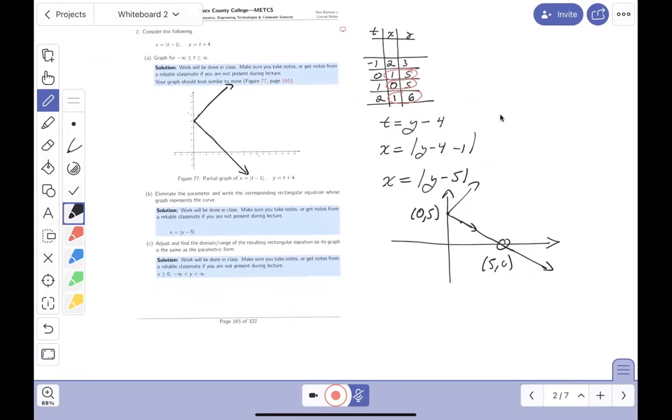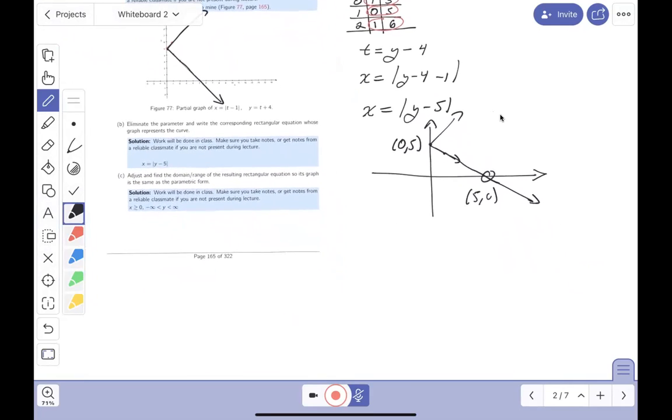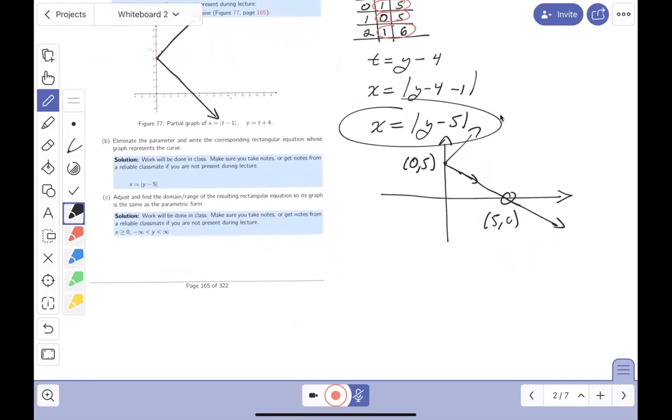All right, let's see if we can answer the questions now. It says eliminate the parameter. I've done that by chance. It's right over here. I see that. What's the domain and range of this guy over here? Also pretty simple.